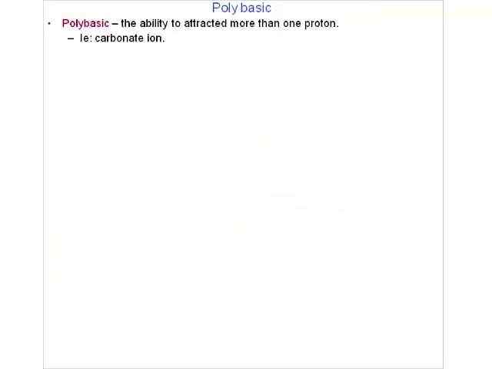Here we've got another situation where we've got something that's called polybasic. In this case, we're going to be going in the other direction. So we can take something like the carbonate ion. Now the carbonate ion we say is a base, and it's a fairly strong base.